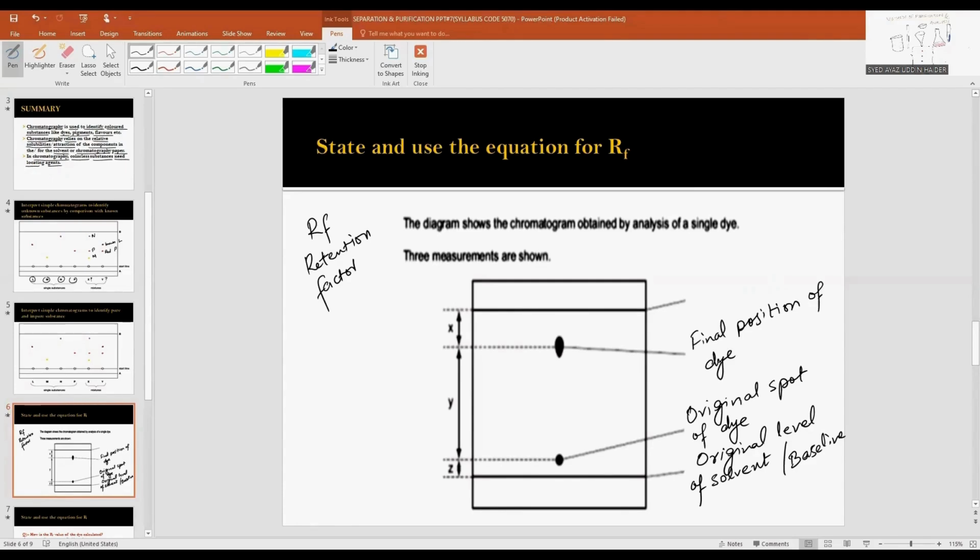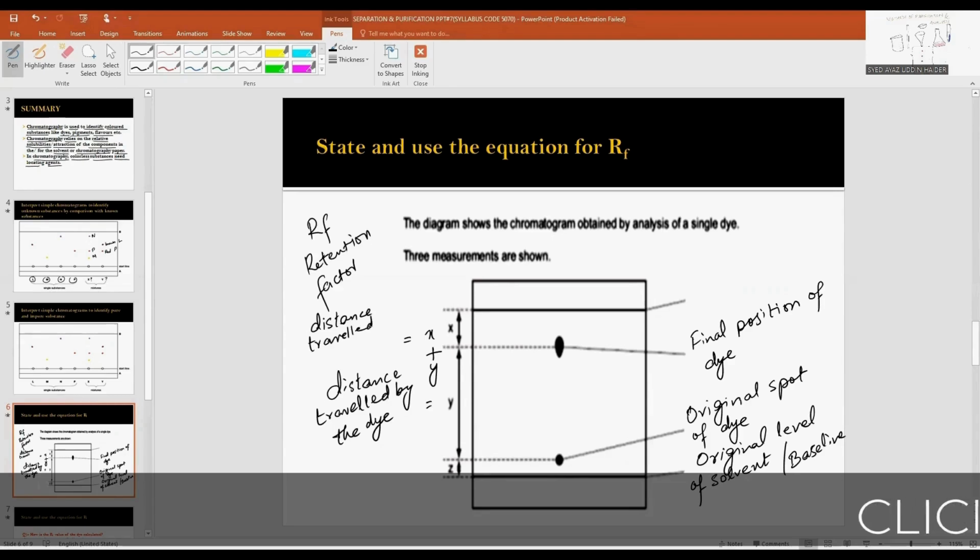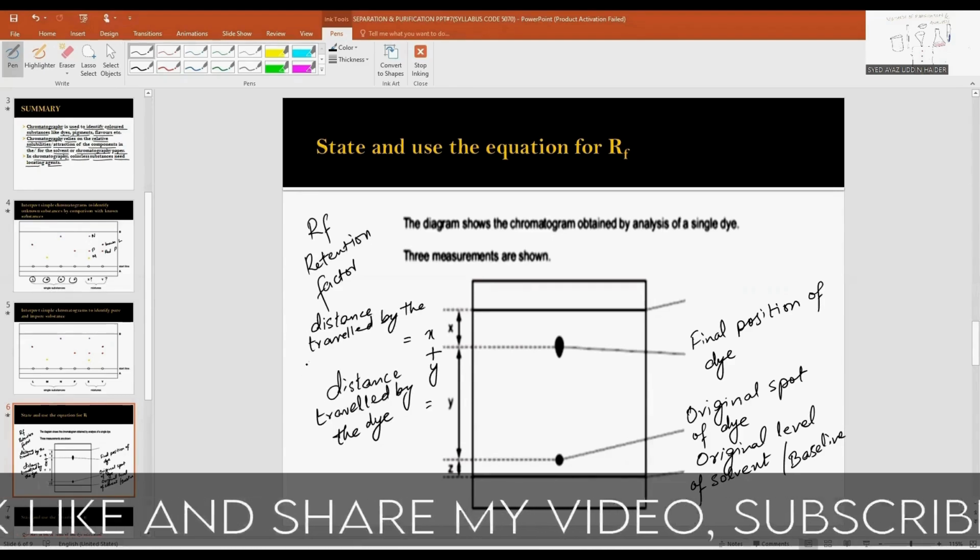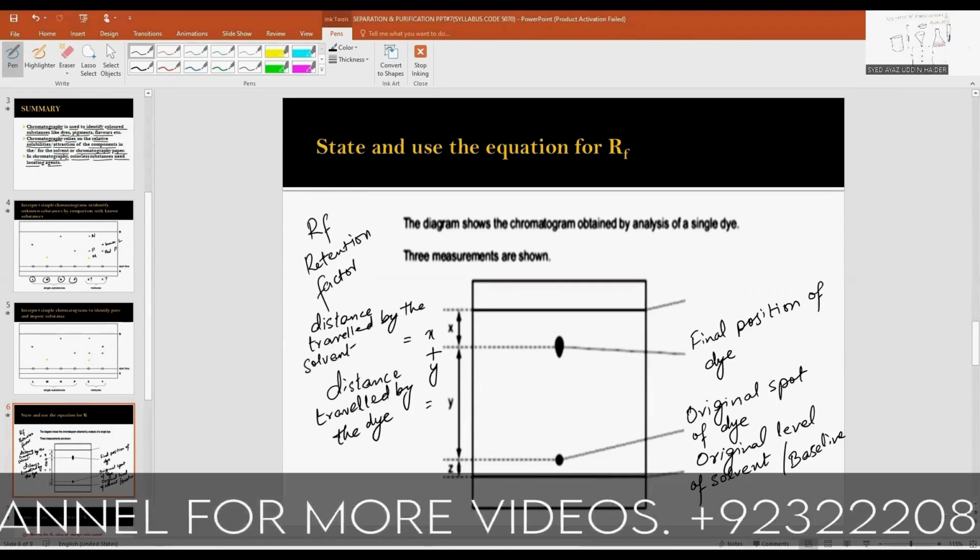Y is the distance traveled by the dye. X plus Y is the distance traveled by the solvent in the same time.